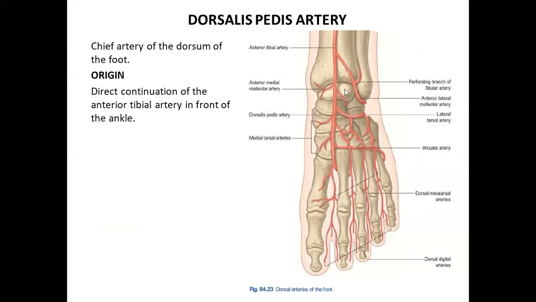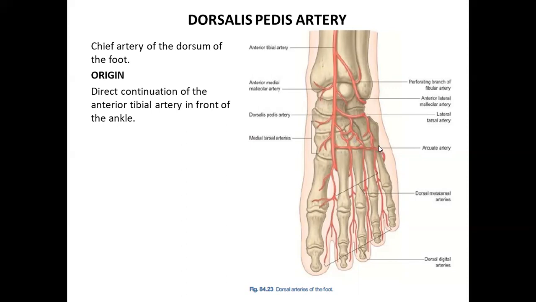Okay. Now, what are the different branches of this artery? We have a lateral tarsal artery. We have medial tarsal arteries. They take part in anastomosis around the lateral and the medial malleolus. Then we have this artery, the arcuate artery. This arcuate artery arises near the base of the second metatarsal bone. Then it passes laterally with a convexity towards the other toes and reaches the lateral side of the foot.